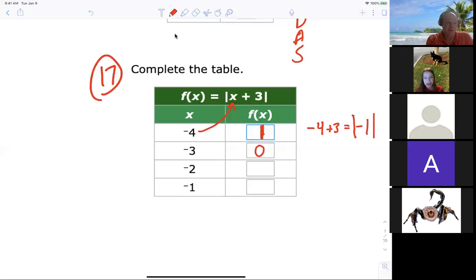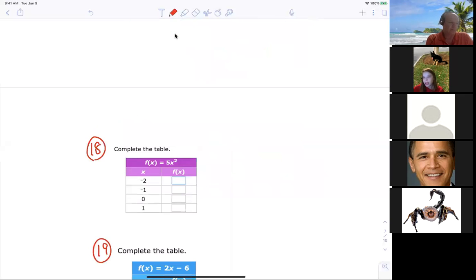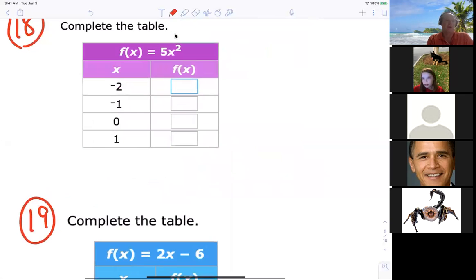-2 plus 3. Positive 1. Absolute value of -1 is 1. And then the next one is positive 2. Yes, positive 2. Come on, guys. All right, here I go. Now, this is good practice.